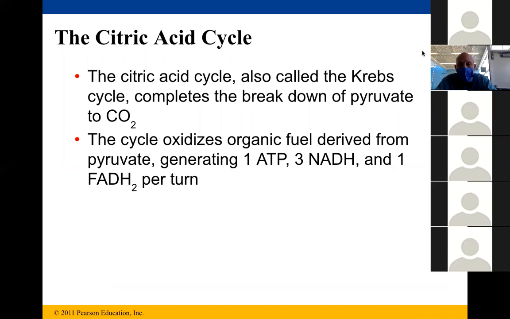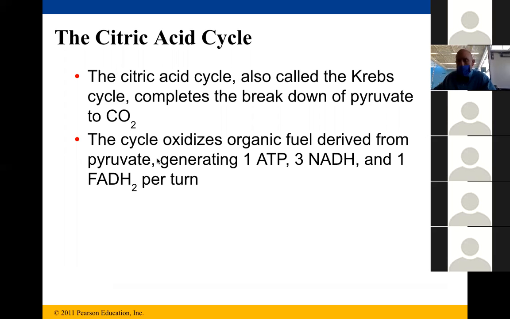So here it is, citric acid cycle. How are we going to know when we're done with the citric acid cycle? All of our glucose is coming out as CO2. When we've oxidized glucose, in other words, when we steal the electrons from glucose, we'll know we're done because CO2 is going to be left.